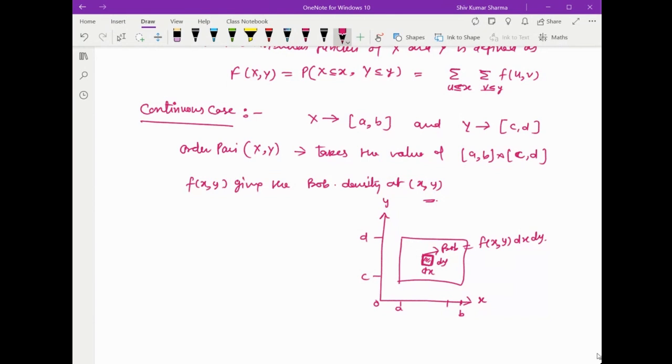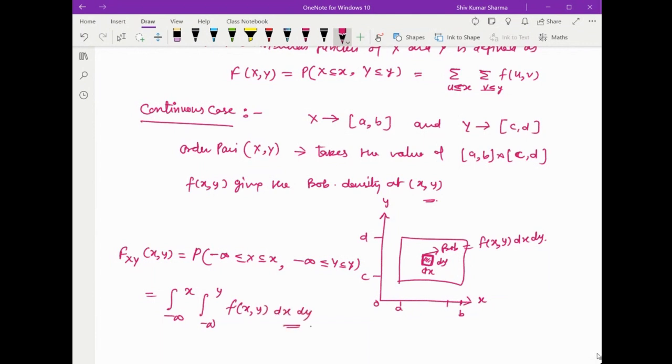So when we calculate, F(x, y) is equal to the probability that random variable X lies between minus infinity and x, and random variable Y lies between minus infinity and y. So this equals the integral from minus infinity to x and minus infinity to y of the function f(x, y) dx dy.